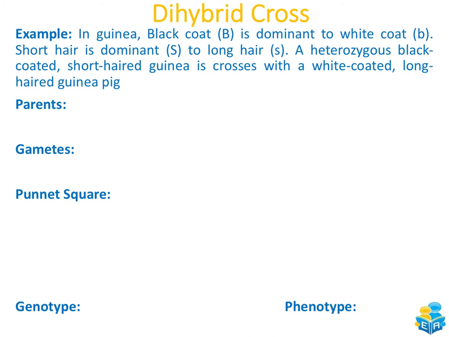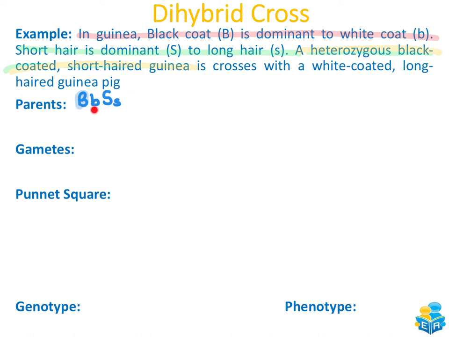So there's a lot of information there to dissect. We're going to look at parent number one first of all, and we're going to look at their coat. I'm going to highlight this in two different colours. Parent number one is heterozygous, that means different versions, and they're black-coated and short-haired. So if they have a black coat and they're heterozygous, they're going to have a capital B and a small b. But they're also heterozygous for length and they're short-haired, so they're going to have a capital S and a small s. So that there is parent number one.